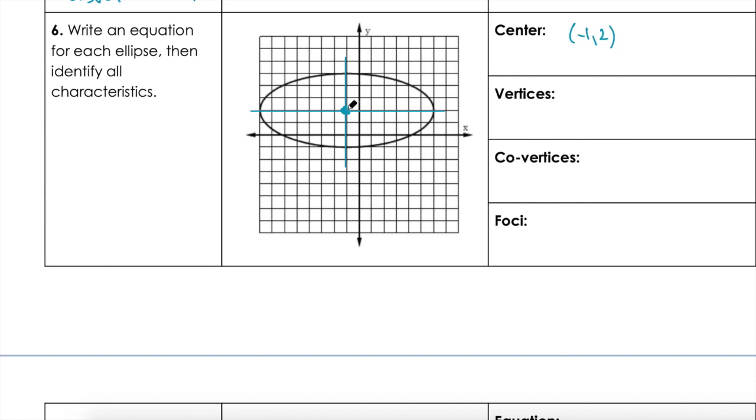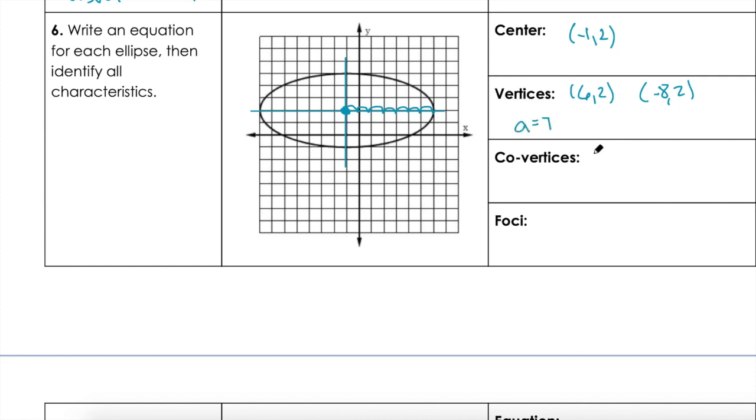We can also identify our vertices. In this case, we have a vertex at (6, 2) and (-8, 2). The important thing we want to take away here is how long it is from our center to each vertex. 1, 2, 3, 4, 5, 6, 7. So our a value is going to equal 7.